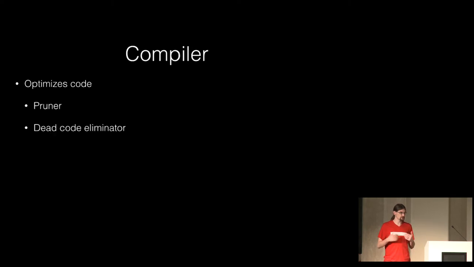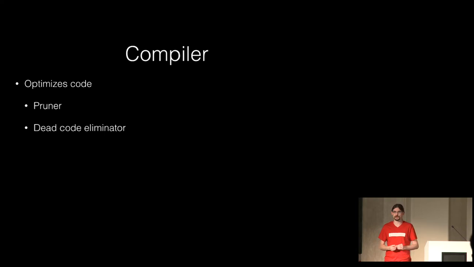Okay, so we've got the languages worked out, vague ideas about what's happening on both sides of the line here. And we want to worry about the compiler and what the compiler does. And very briefly, it optimizes code. We've got some very simple optimizations that seem at first blush to be simple to implement, that wouldn't take much work at all. We've got a pruner. And right as the name suggests, it prunes things we don't use. It prunes unreferenced types, methods, variables, and then a dead code eliminator, which sounds like it could do the same thing, but actually works a little bit differently.